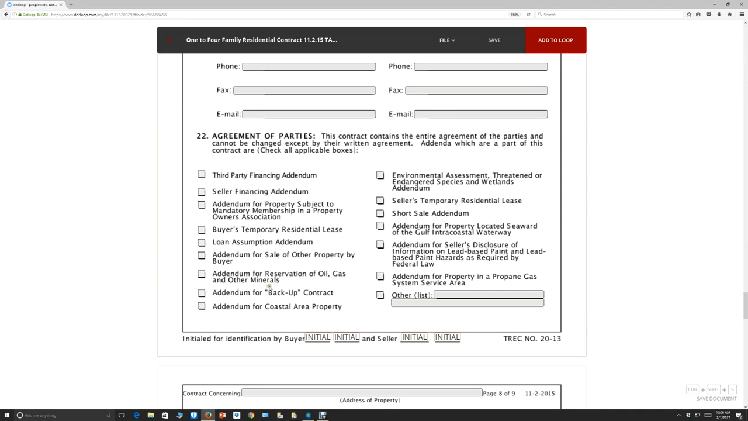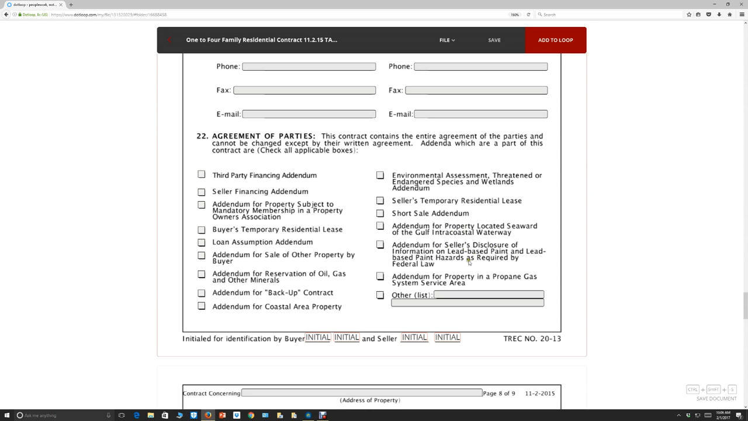This is about oil and gas and other minerals. And so a lot of people in Flower Mound, particularly out west Flower Mound, have a lease on their oil and gas. This is a seller's temporary residential lease, which I hope you'll use a lot of, which allows the seller to stay a few days after closing. We're seeing fewer short sales right now, but there are some. So this could come up. Obviously, we don't work on the Intercoastal Waterway.